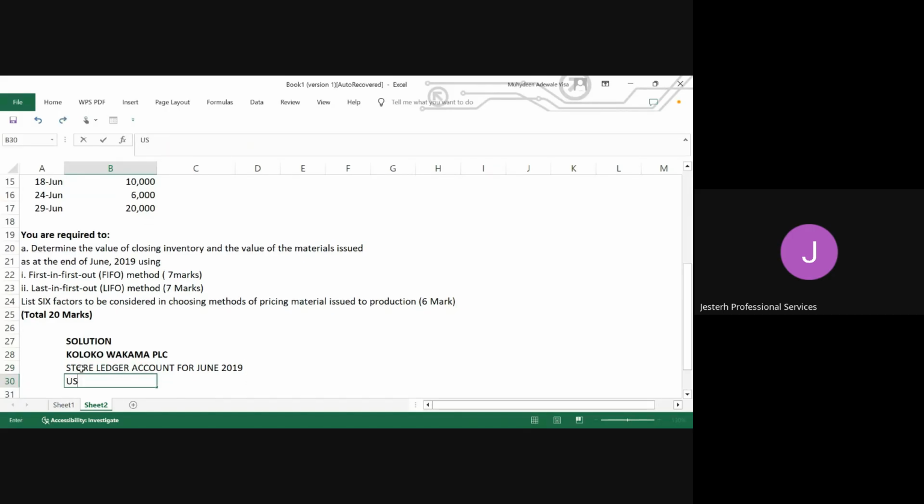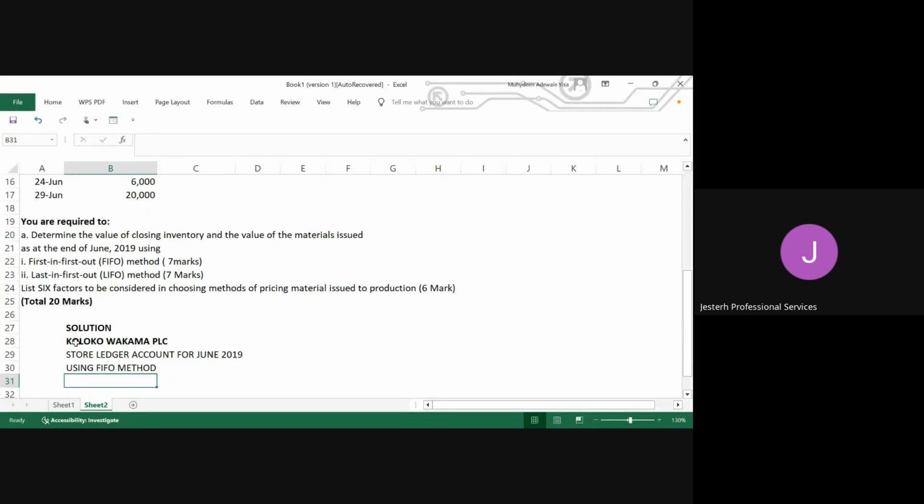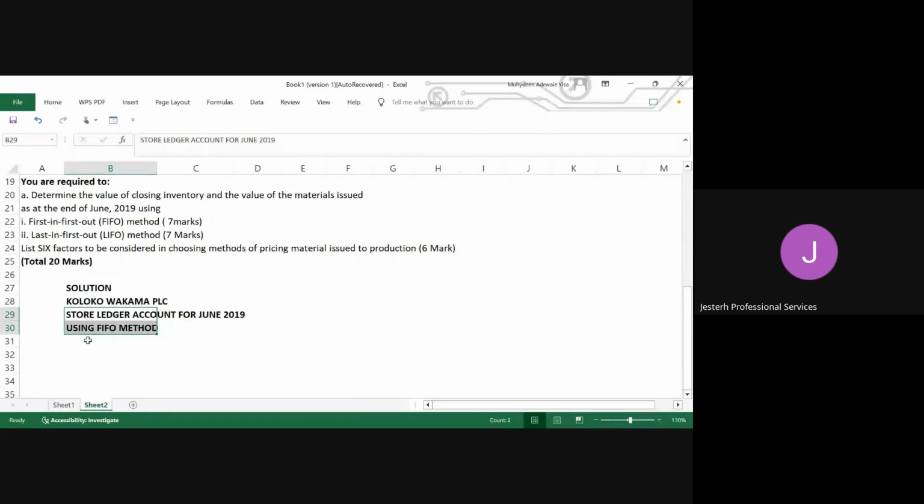Now we are using FIFO. Okay, we are using the FIFO method to determine the cost value. Always make sure that you write all these things in the exam. Even writing all these things can give you at least 1 mark.